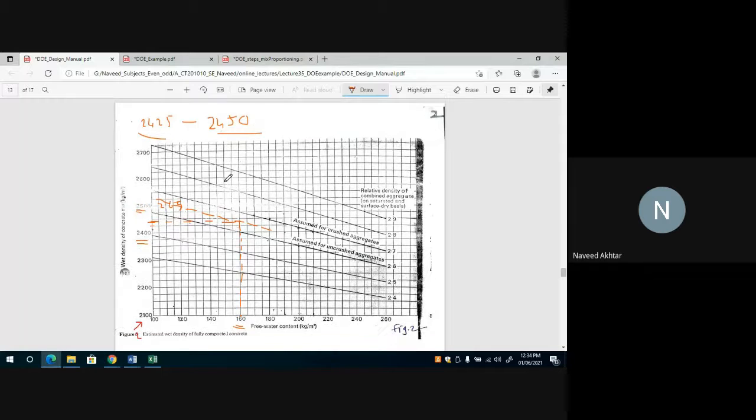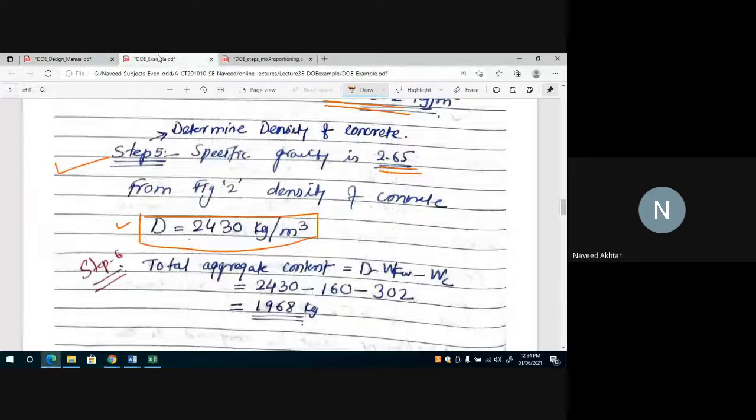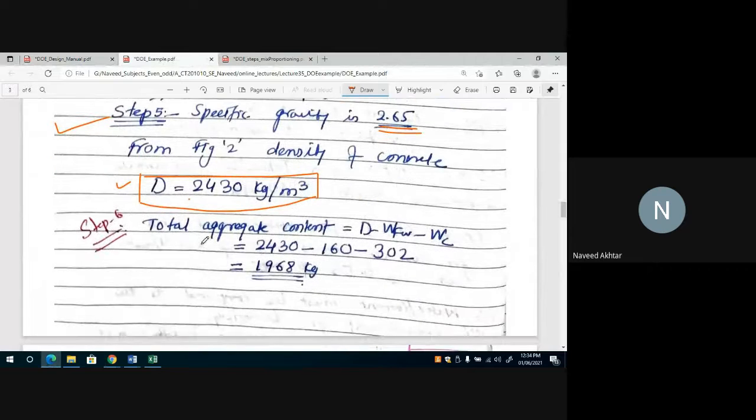Okay. Now this we have adopted. Now the total aggregate content you can find out, because we know from step number 3 the weight of free water is 160 kg per cubic meter. Then we have calculated the cement content, the weight of cement, that is coming around 302 kg per cubic meter.